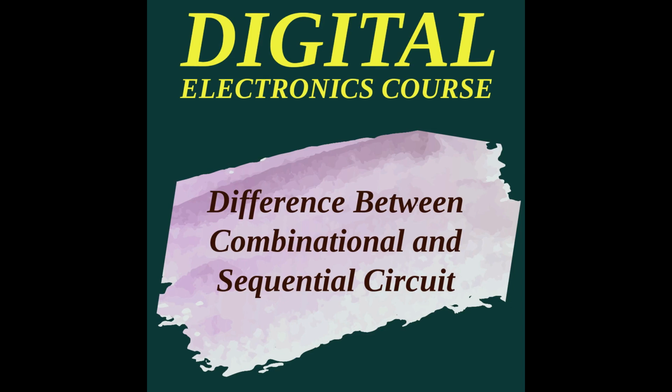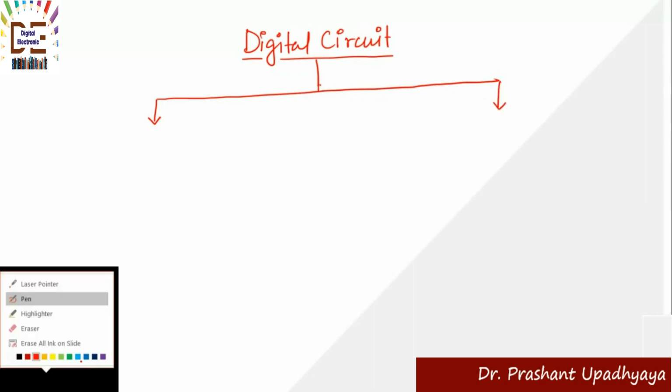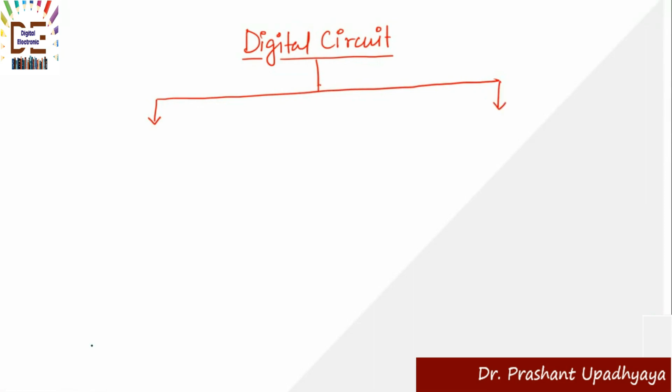In this lecture we are going to talk about the difference between the combinational and the sequential circuit. In digital circuits, we are always talking about two types of circuit. One circuit which we generally talk about is known as the combinational circuit.